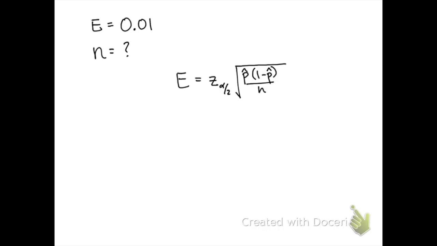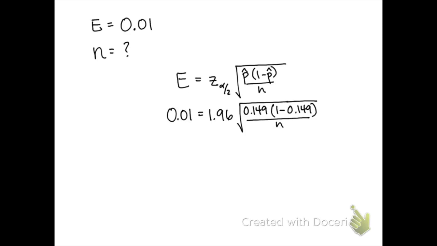The margin of error formula is E equals z sub alpha divided by 2, the critical z-score, times the square root of p-hat times 1 minus p-hat, all divided by n. We want the margin of error to stay at 1%. Our critical z-score was 1.96, and our p-hat, or sample proportion, was 0.149. We will leave n in the formula because this is the variable for which we are trying to solve.